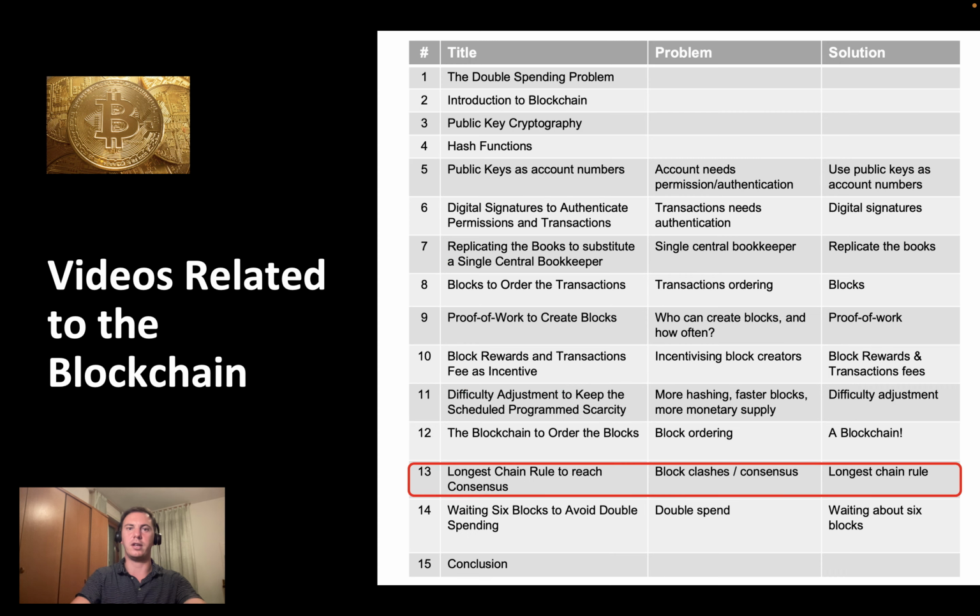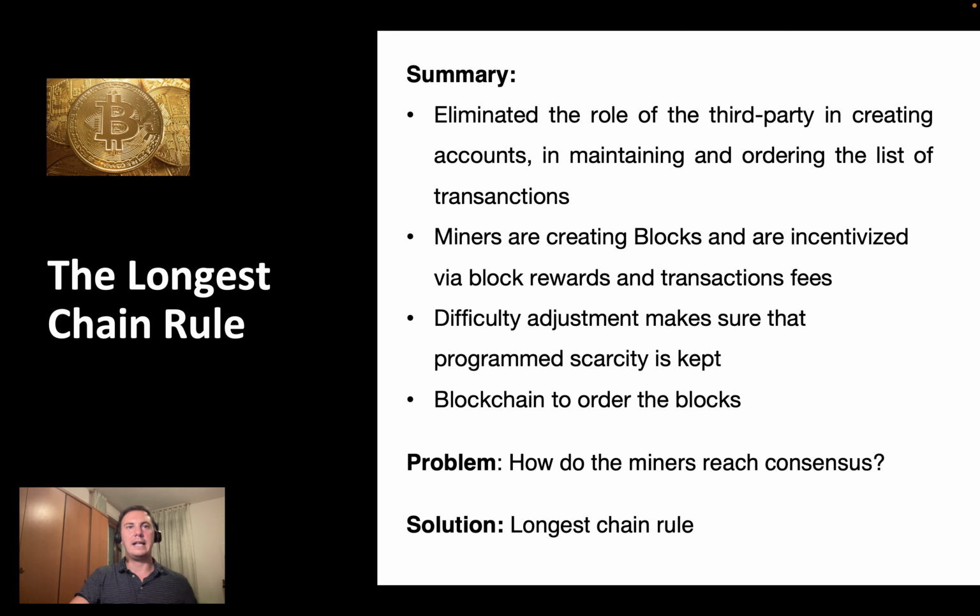As you can see here, we are at the 13th video. Only three remain, including this one. The last two will be related to the last two problems that Satoshi Nakamoto solved in order to have a fully decentralized system. And then there will be a conclusion. Let's start with the summary.